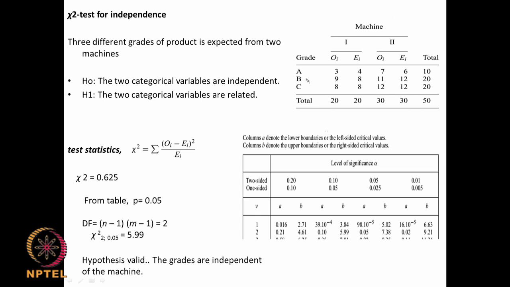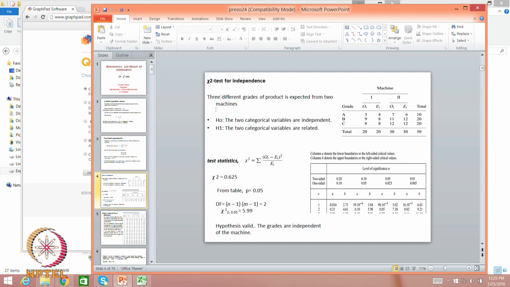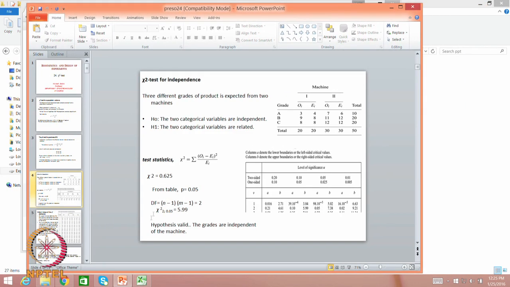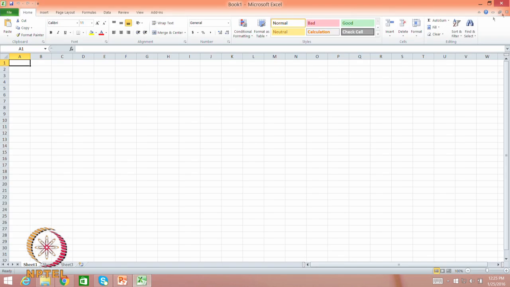So, the null hypothesis is that the grades produced are independent of the machine on which they were made, or the alternate is that the two variables, the grades and the machines, are correlated with each other. So, we perform this test statistic: observed minus expected, squared, divided by expected, summed. Let me show you how to do it in Excel. Let us do it in Excel. It is quite simple.